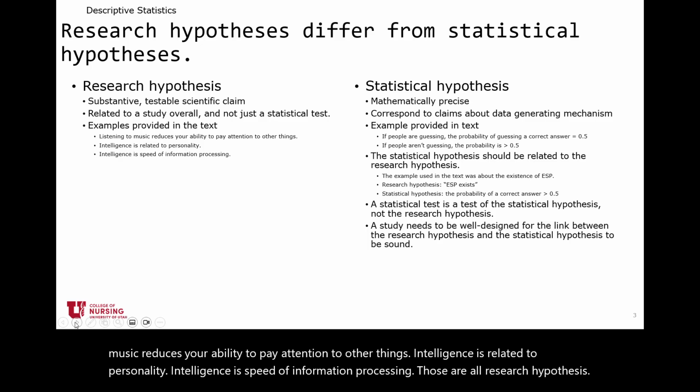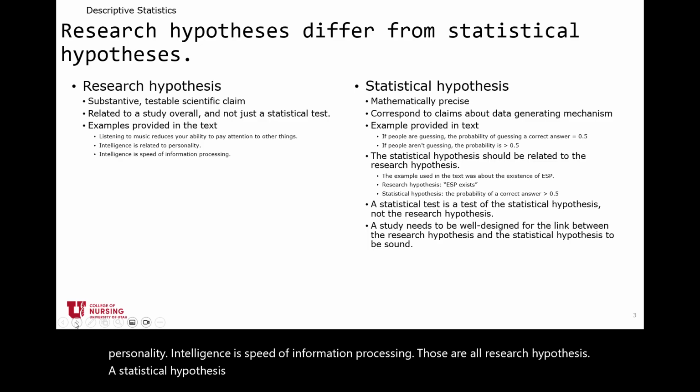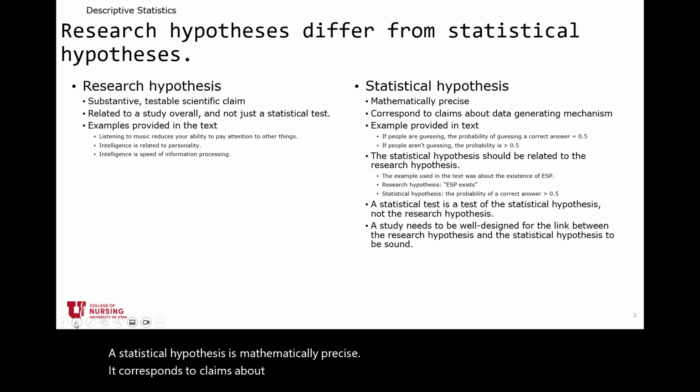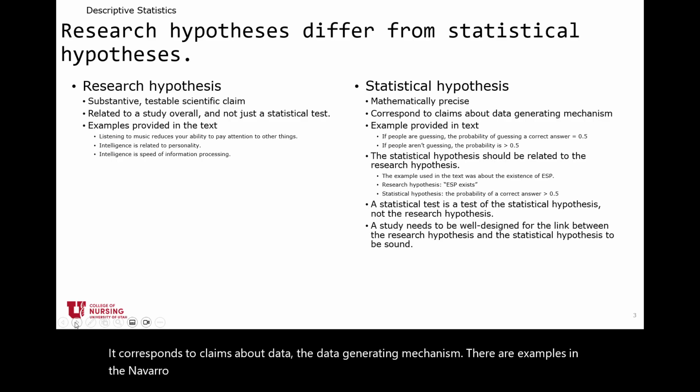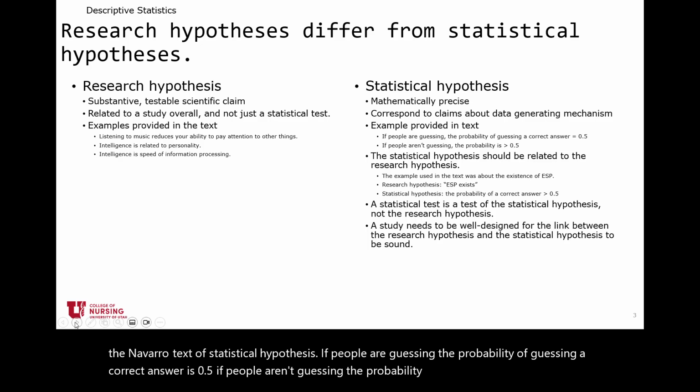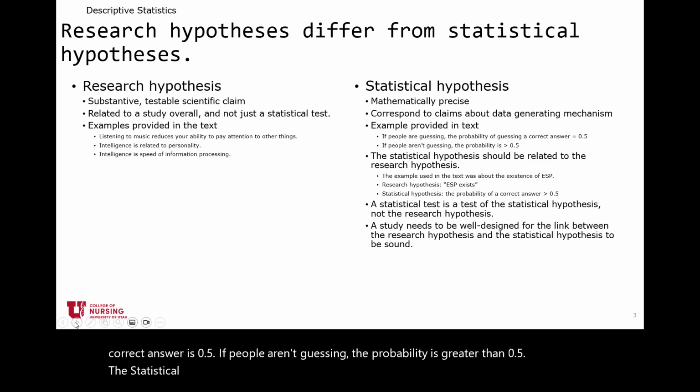A statistical hypothesis is mathematically precise. It corresponds to claims about the data generating mechanism. There are examples in the Navarro text of statistical hypotheses. If people are guessing, the probability of guessing a correct answer is 0.5. If people aren't guessing, the probability is greater than 0.5. The statistical hypothesis should be related to the research hypothesis.